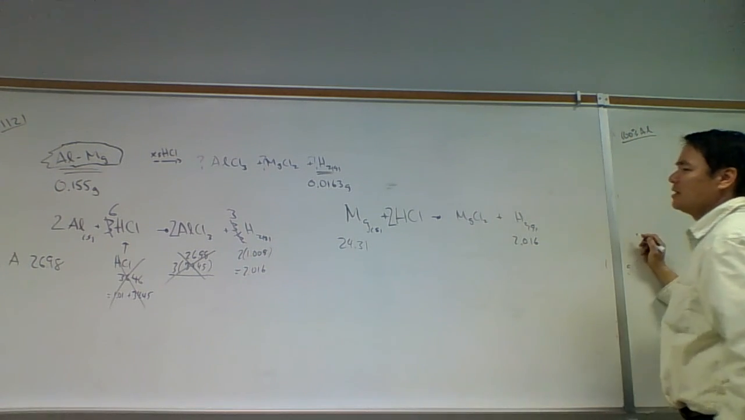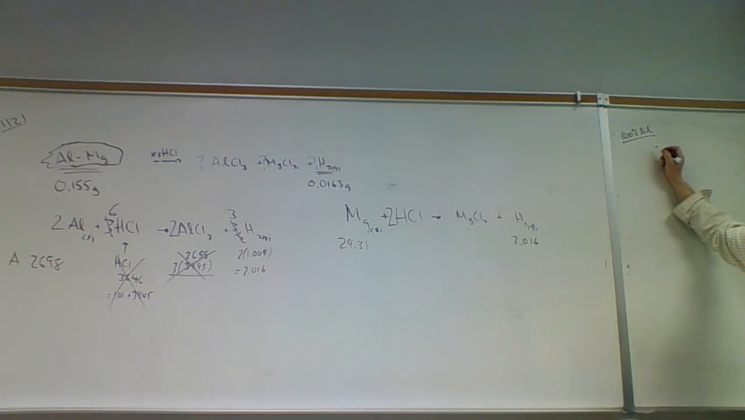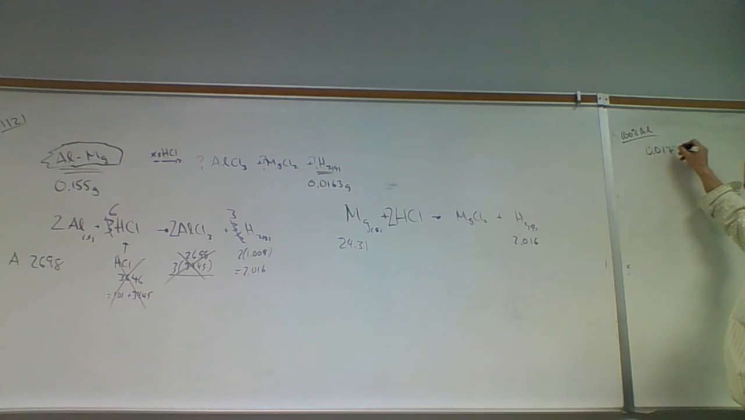If it's 100% aluminum, how many grams did you get? 0.0173? Well, it's 373 at the end. 373? Yeah. Okay, 0.01373. No, 0.017. 373, thanks.